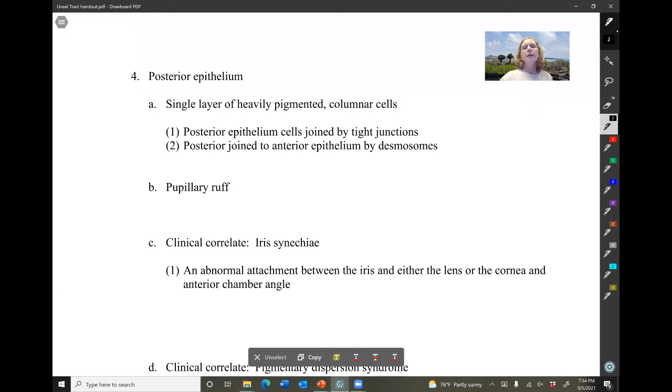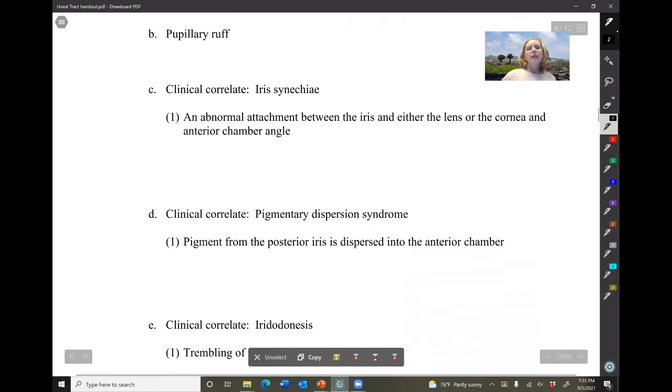Now, a couple of things that we need to talk about clinically in terms of how this anatomy applies to a clinical situation. One of those is an iris synechia. An iris synechia is an abnormal attachment between the iris and either the lens posteriorly, or the cornea and the anterior chamber angle anteriorly. It commonly occurs due to inflammation. The inflammatory cells make the surfaces sticky, and then that causes synechia.